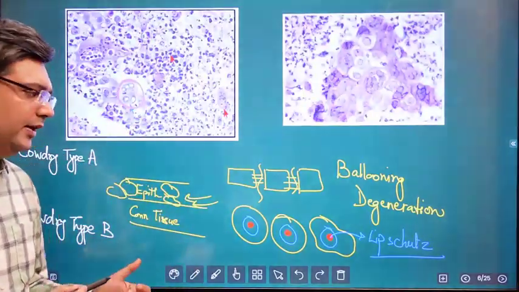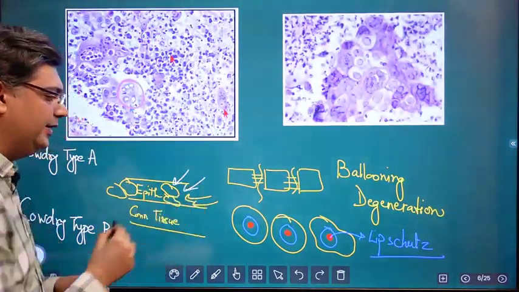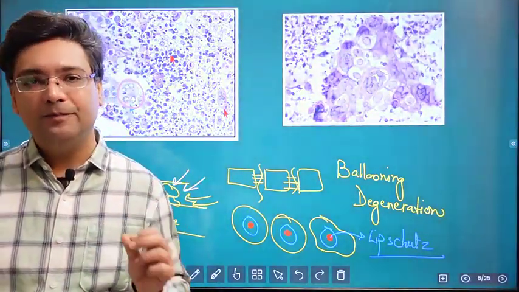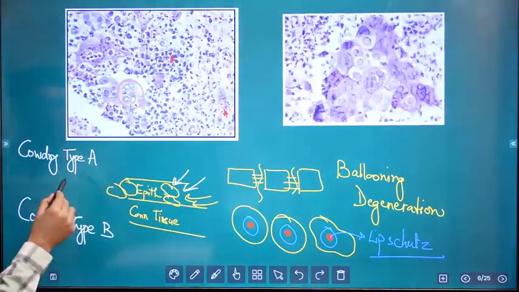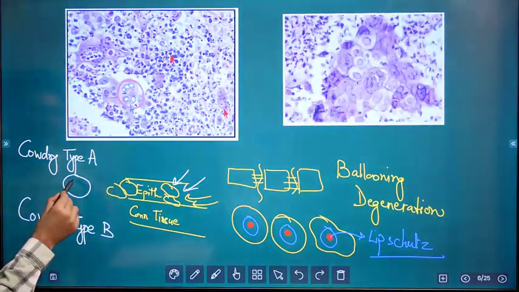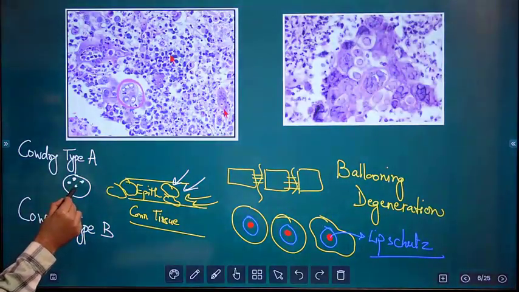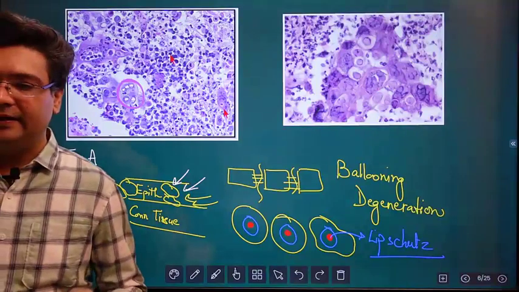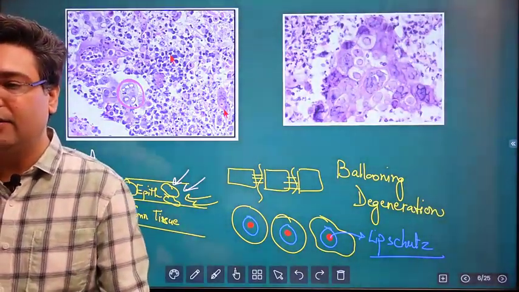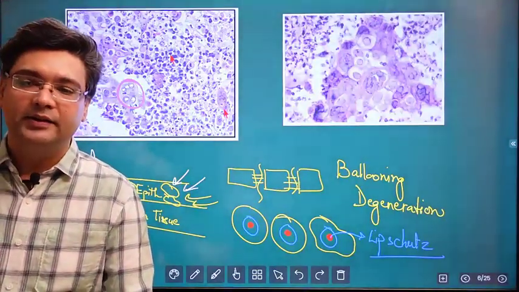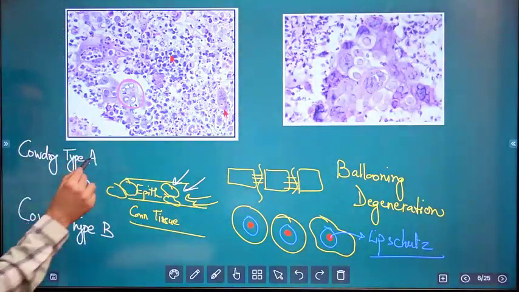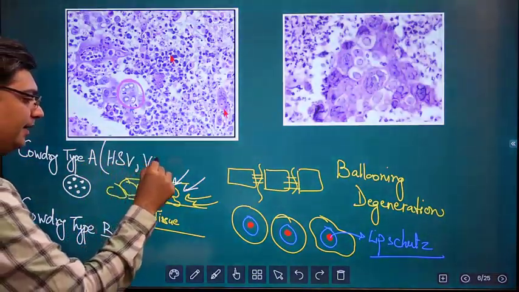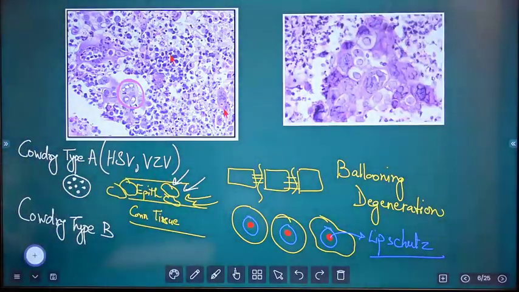Both are intraepithelial because the virus ultimately is going to affect the epithelium. So these bodies are going to be seen in the epithelium only. Now the Cowdry type A bodies are granular. So if I draw a body here and it has granules, then I will call it Cowdry type A. This is classically seen in herpes simplex virus and the varicella zoster virus. Where are Cowdry type A bodies found? They are seen in HSV and they are also seen in varicella zoster virus.